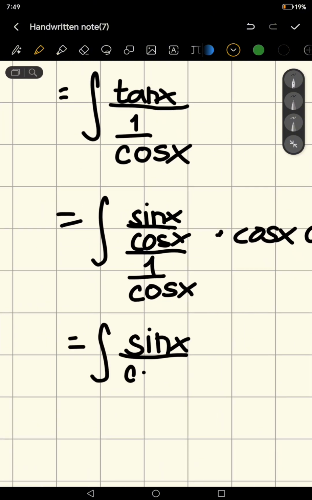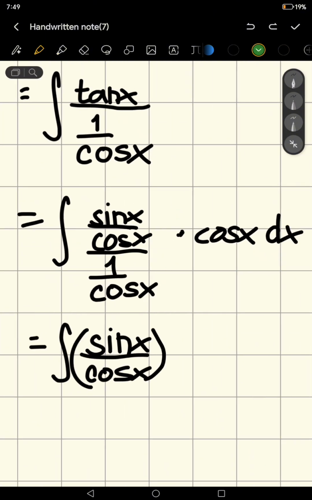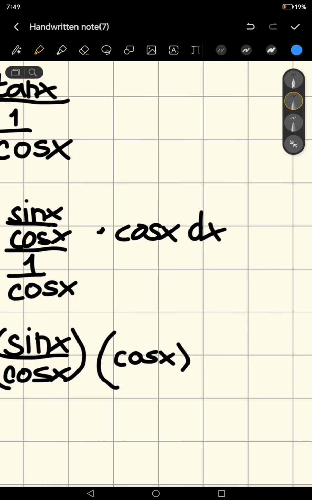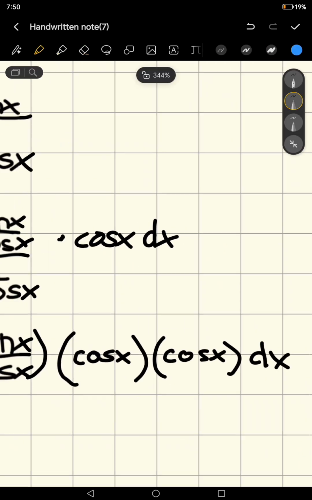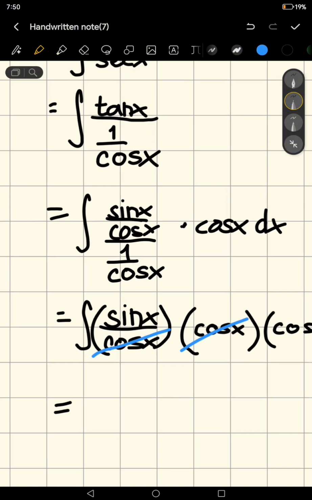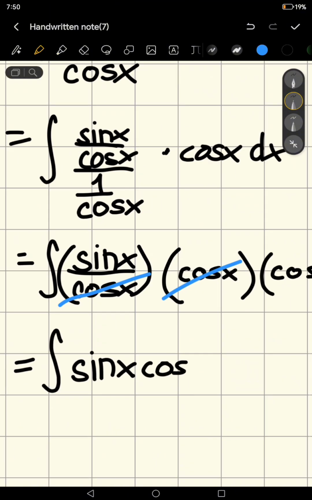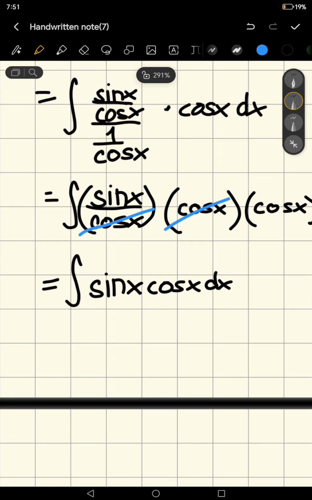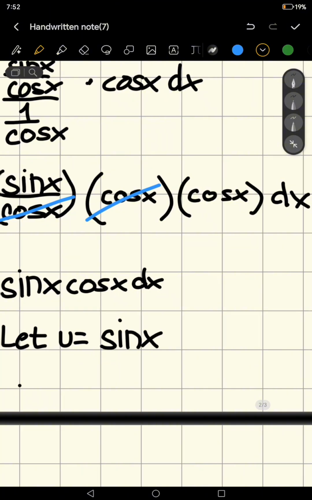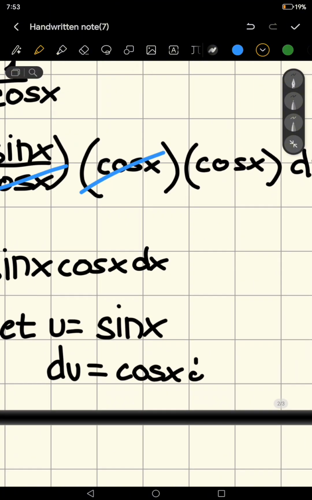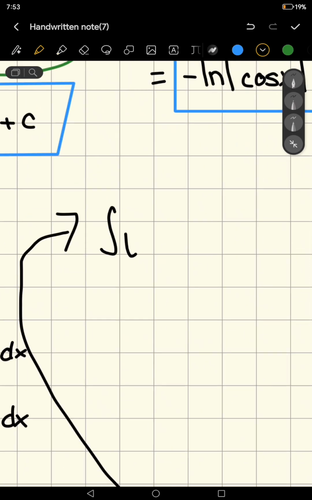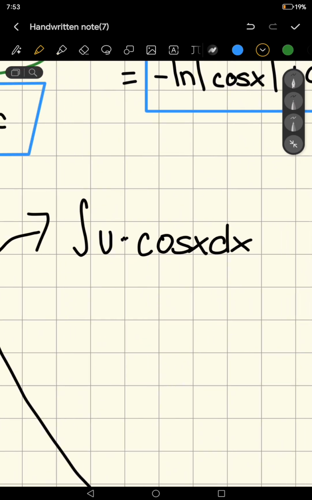So this will become the integral of sine x over cosine x times the reciprocal of 1 over cosine, which will become cosine over 1 or just cosine times another cosine times dx. So the denominator is canceled at yung isang cosine x. So ang matitira na lang is the integral of sine x times cosine x times dx. So u substitution na lang to, then let u be equal to sine x. So du is cosine x dx. So since may cosine x before dx, magiging du na lang to. So this will become the integral of u times cosine x dx, or just du na lang.